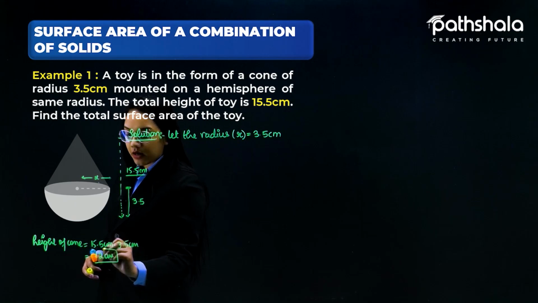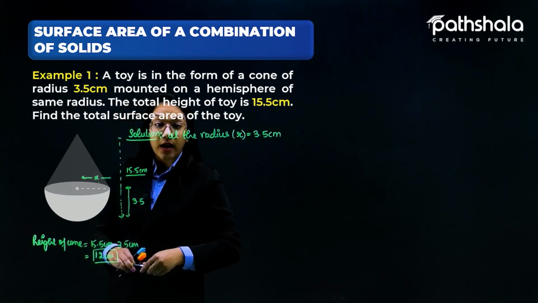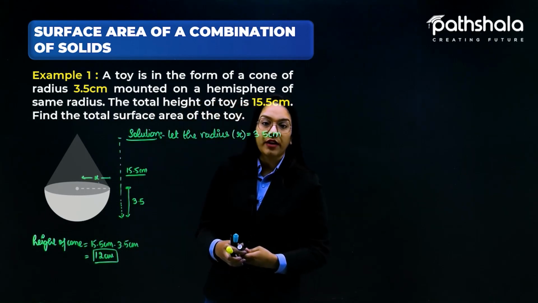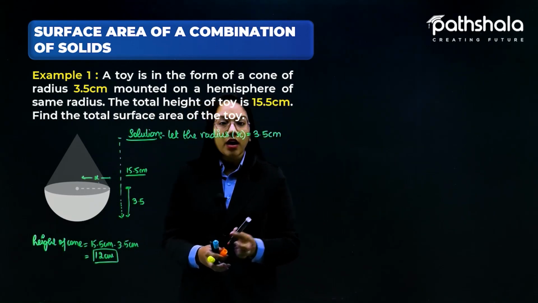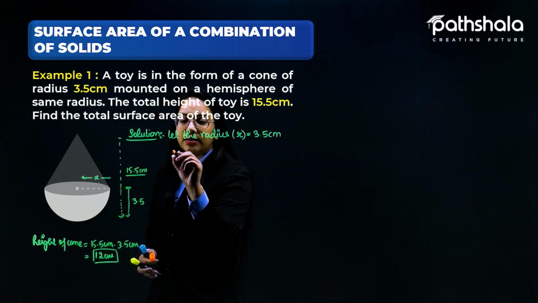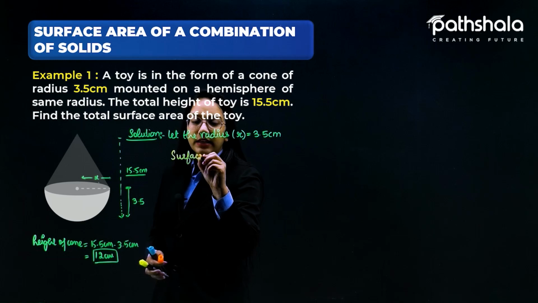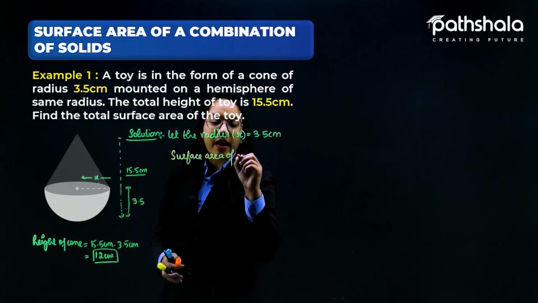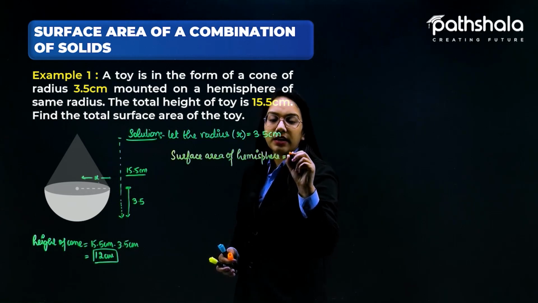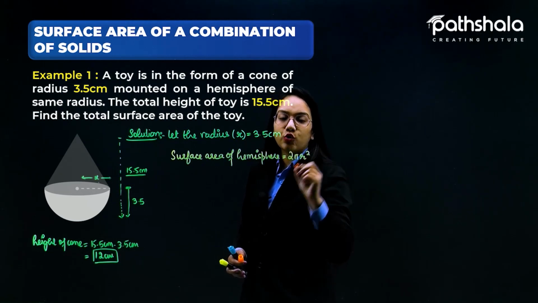So hence we are aware that the height of the cone is 12 centimeter. Now let's talk about finding out the surface area of the hemisphere first of all. So we know that the surface area of a hemisphere is equal to 2 pi r square. It is 2 pi r square.